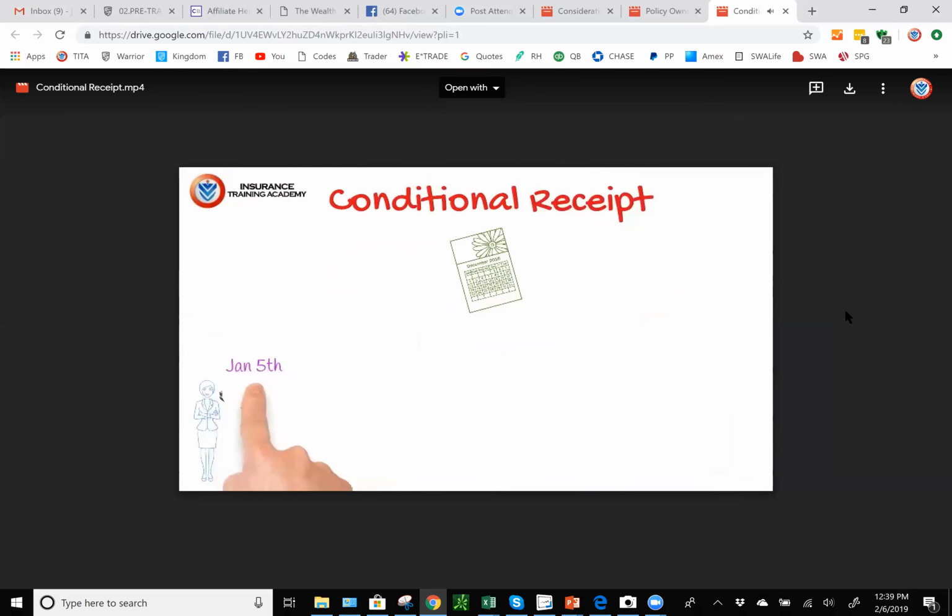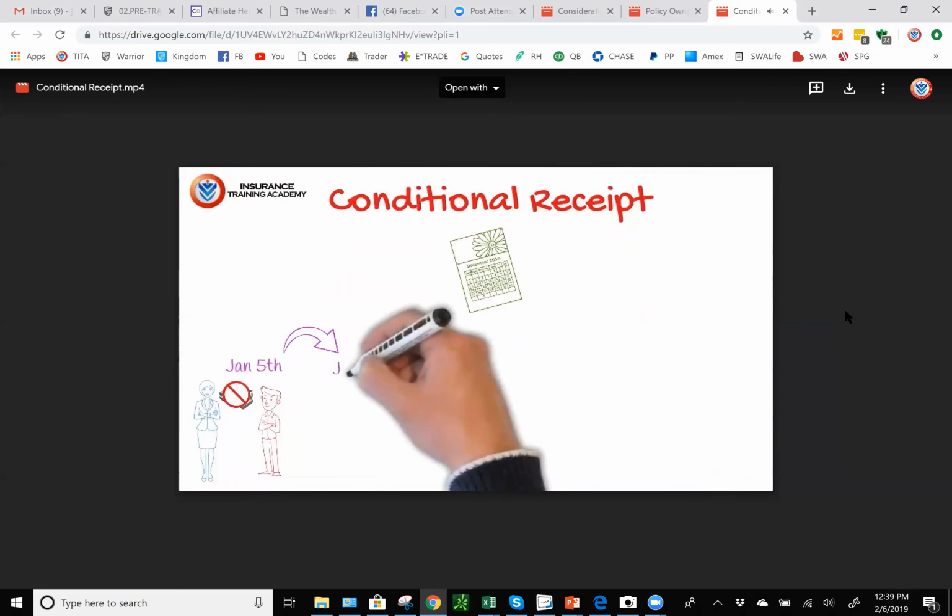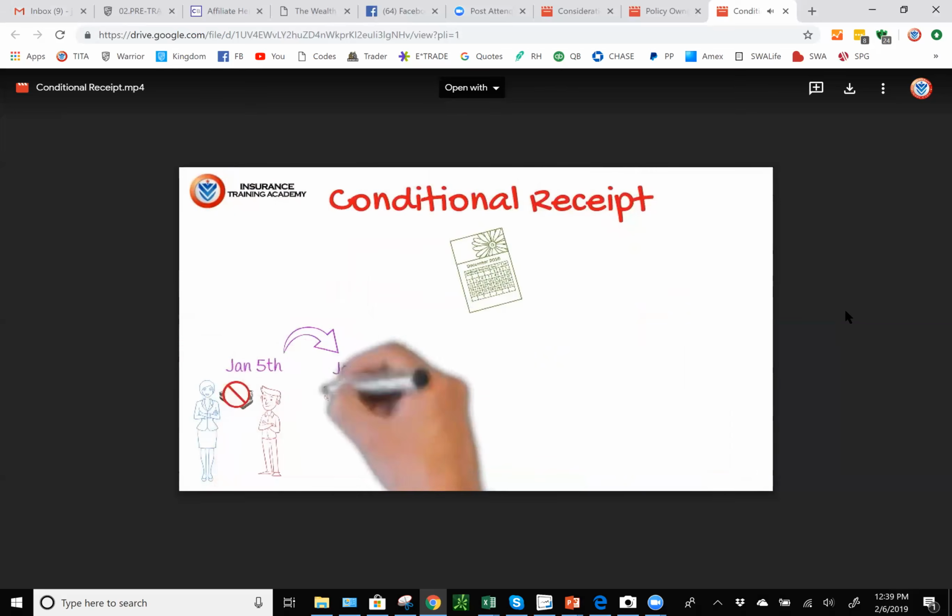January 5th, completed the application, but Jane said, I'm not going to give you my hard-earned money just yet. Bob said, no problem, you don't have to. 2 days later, turn the application into the insurance company.